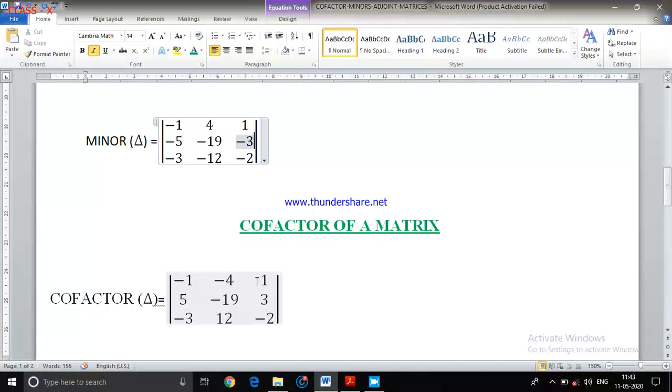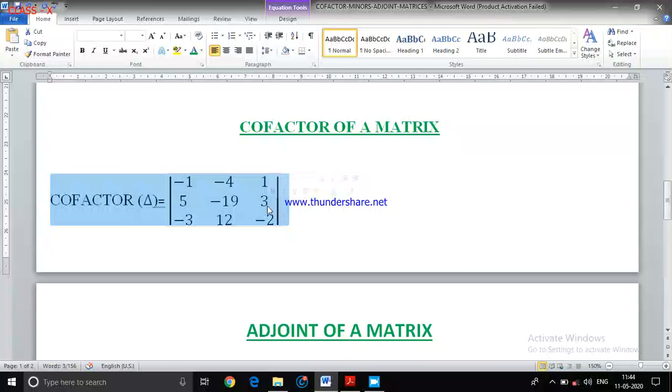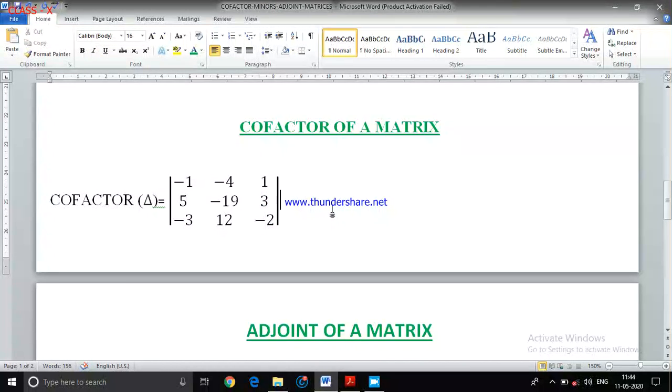So we discussed minor, then we discussed cofactor, then we'll go to the adjoint of the matrix. Adjoint of the matrix is also much easier. Just whatever the cofactor of the matrix you have, take the transpose of that matrix. Transpose means rows become columns and columns become rows. The transpose of the cofactor matrix will become the adjoint.